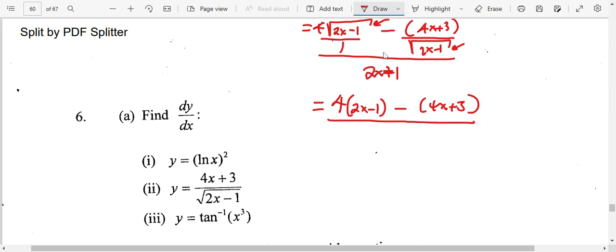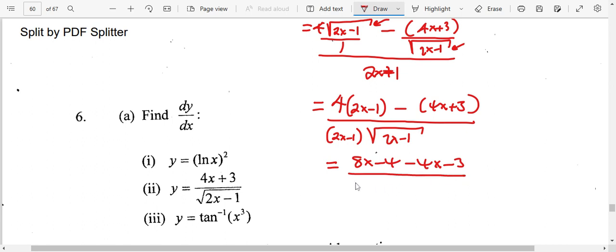And then divided by, multiply the two denominators. 1 times square root of 2x minus 1, that will just be square root of 2x minus 1. But remember, we also have a 2x minus 1 in the denominator. So that basically comes in front here, 2x minus 1, like that. So distribute on top, we're going to have 8x minus 4 minus 4x minus 3 divided by 2x minus 1 square root of 2x minus 1.